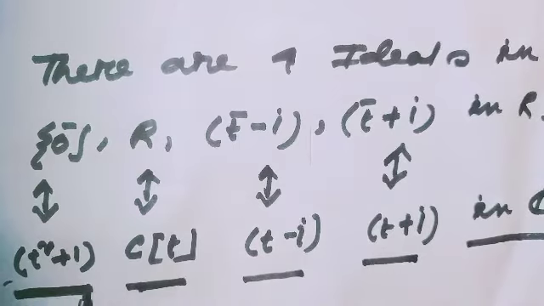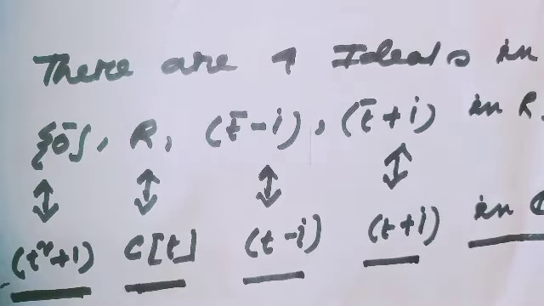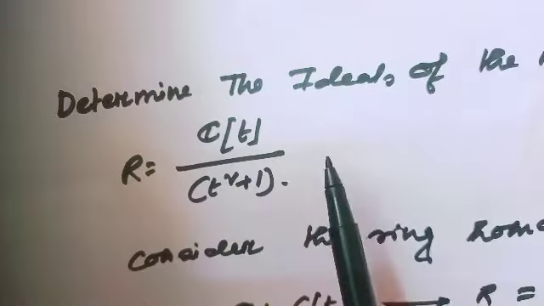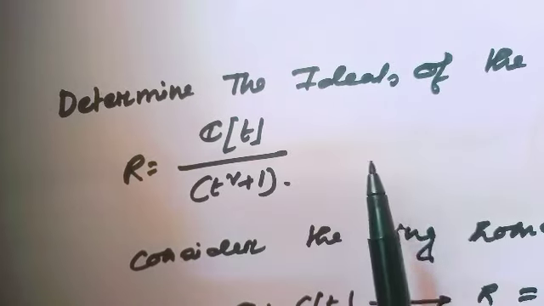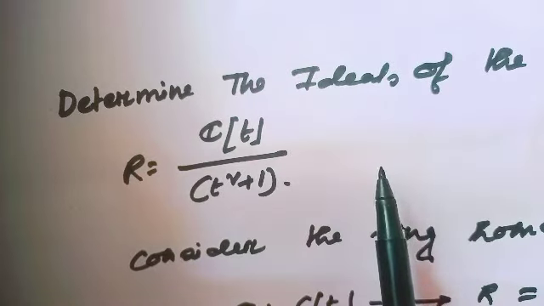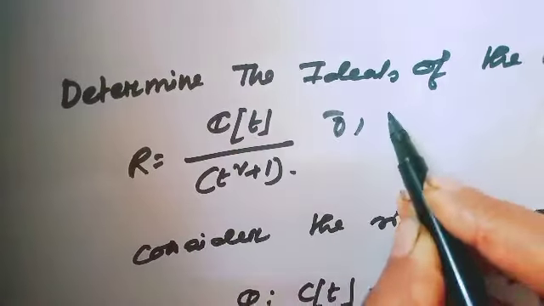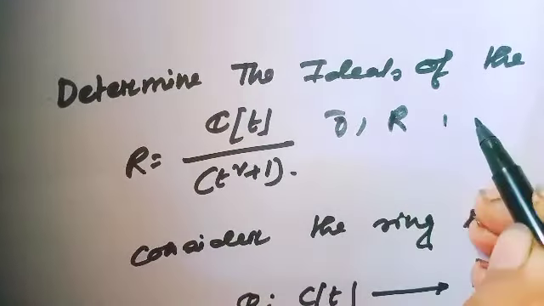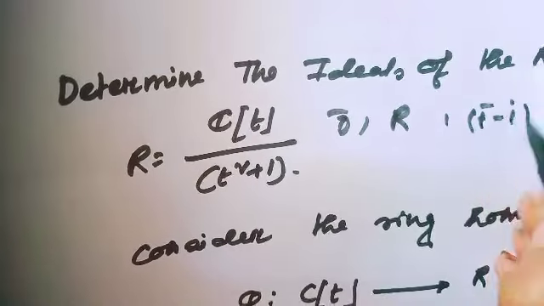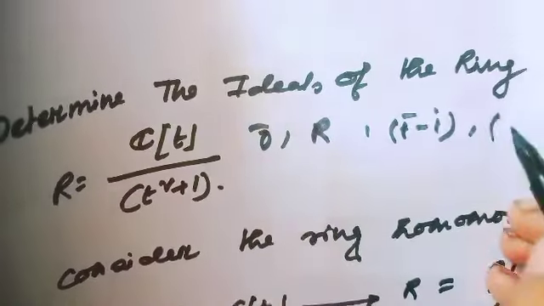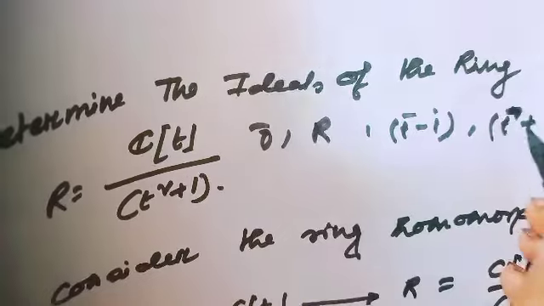Are you getting the idea? Well, this ring has 4 ideals: one is 0̄, one is the whole ring R, one is (t̄ − i), and the other is (t̄ + i).